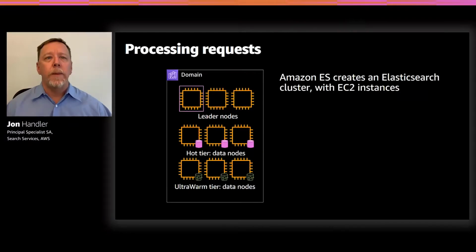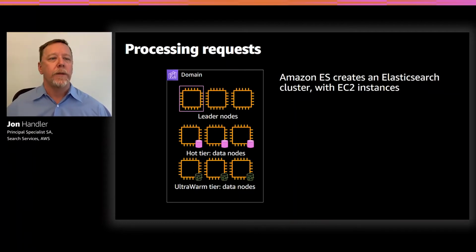When you use UltraWarm, it's transparent to you. So you don't have to worry about which storage tier is holding the index. If we look here at our domain, and this is our cluster, we have a set of leader nodes, and then we have our hot tier with our indexing and near real-time performance, and we have our UltraWarm tier that's going to deliver lower cost but higher latency for your request.